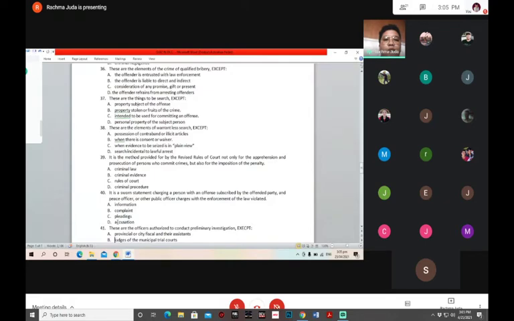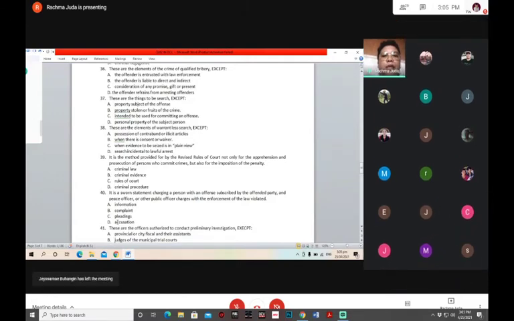These are the elements of the crime of qualified bribery except. Remember, qualified bribery is applicable to sworn officers, those peace officers who have the power to arrest. He refrains from arresting a person whose crime is punishable by reclusion perpetua or higher, and then he accepts what the person he did not arrest offered. So the answer here is Bravo. That is not an element of the crime of qualified bribery.